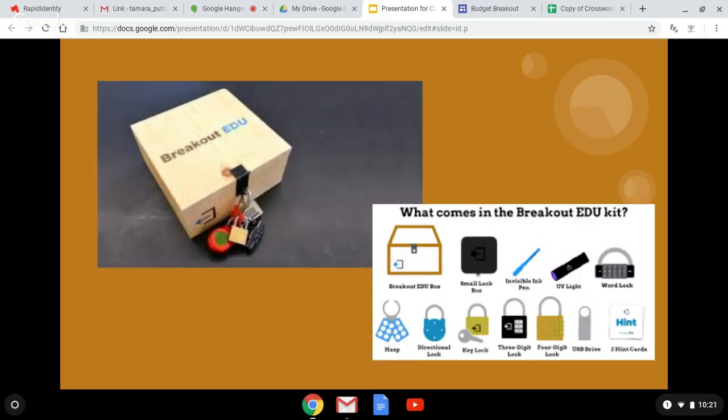A couple of years back, James Sanders founded a business that he called Breakout EDU. He based his design off of the escape room concept, and he created a kit, I got a copy here, that included everything you needed to participate in one of the many games that they had on their website. So now when people do a breakout, including something where you break into a box with locks, they call it a breakout.